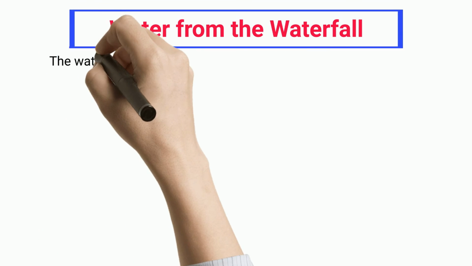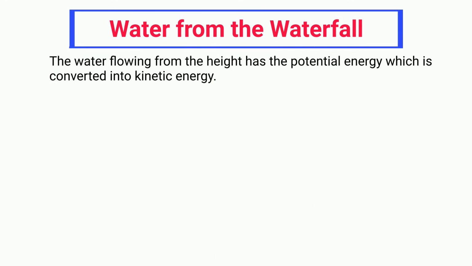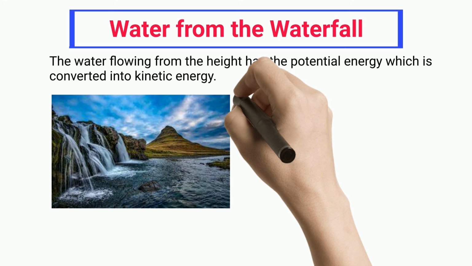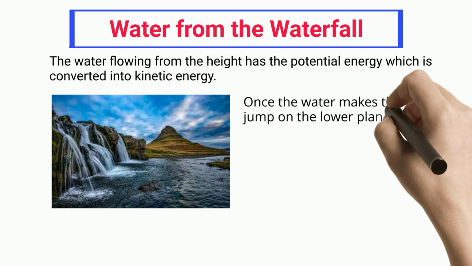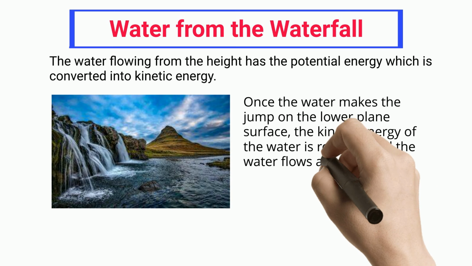Water from the waterfall. The water flowing from the height has the potential energy which is converted into kinetic energy. Once the water makes the jump on the lower plane surface, the kinetic energy of the water is reduced and the water flows ahead with low velocity.